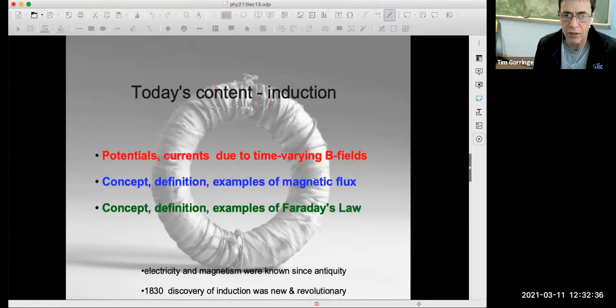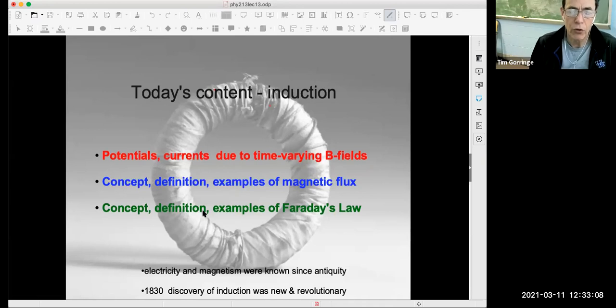So today's content, the items I'd like to go through are the following. I've listed three here. Firstly, we're going to look at how electrical potentials, electrical currents are actually generated, actually caused, actually produced by time-varying magnetic fields, by time-changing magnetic fields. This is a completely new phenomenon, effect.